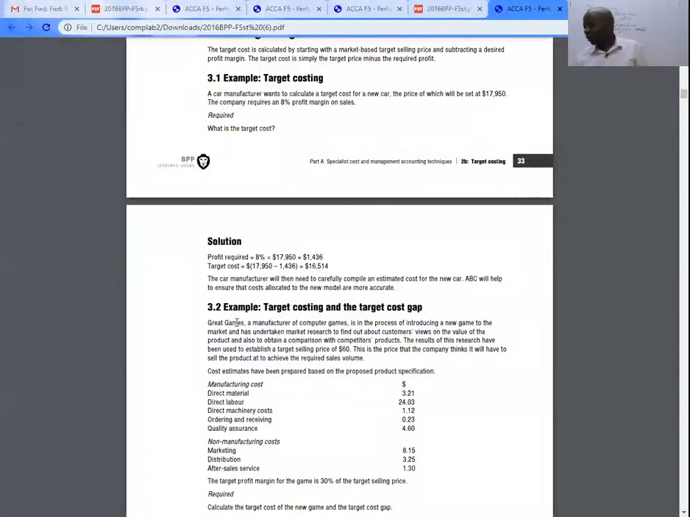Teresa, this is the question we are doing. Example 3.2, target costing and target cost gap, where they have asked us here to calculate the target cost of the new game and the target cost gap.